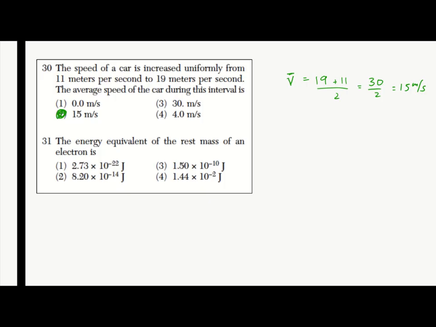Okay. Number 31, the energy equivalent of the rest mass of an electron. So energy and mass together equals mc squared.